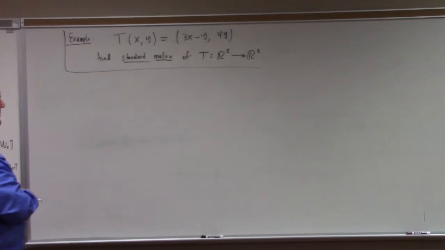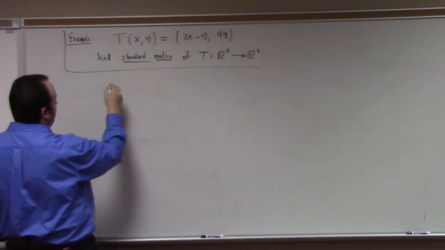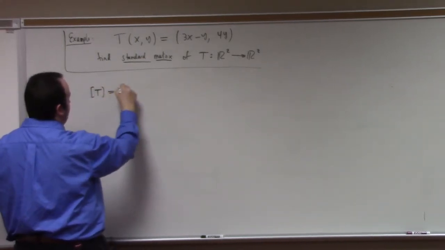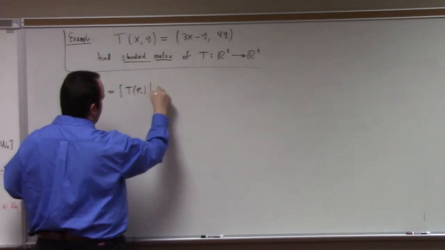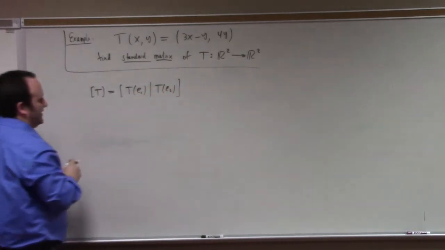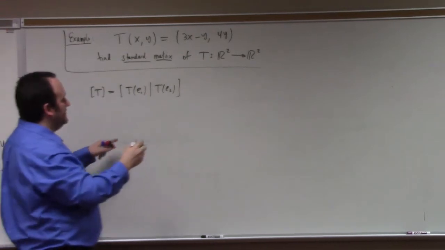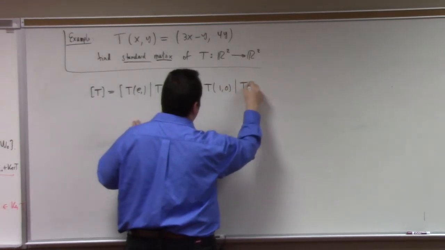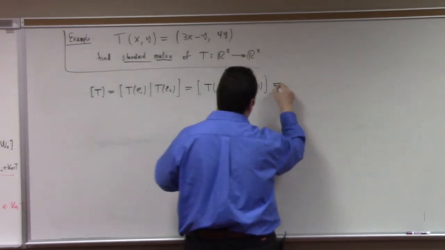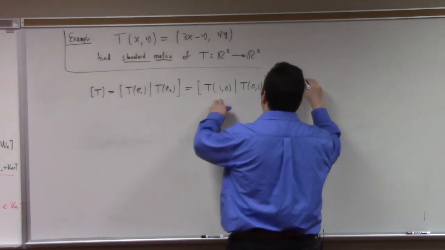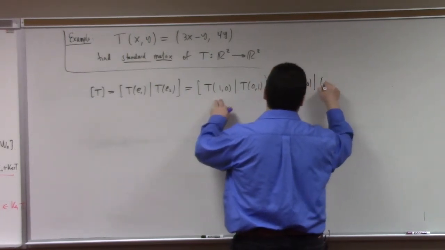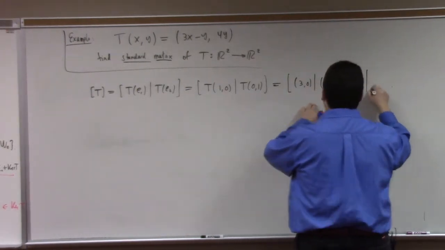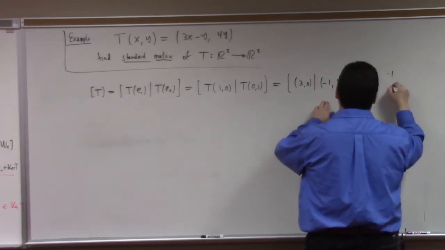Anyway, so standard matrix, sorry. I defined T's standard matrix, and you can calculate it. It's T of E1, T of E2. This is effectively a definition for the standard matrix. So from this perspective, it is T of 1, 0 and T of 0, 1, which you can easily calculate. 1, 0 gives me 3, 0, and 0, 1 gives me minus 1, 4 when I plug it in. So in our usual notation, that's 3, 0, minus 1, 4.